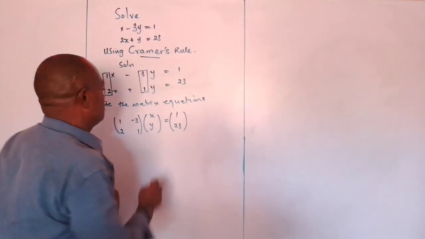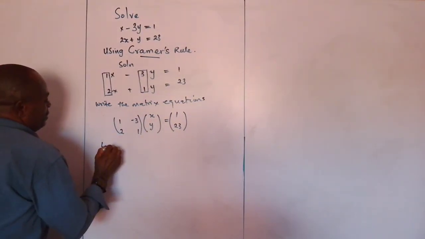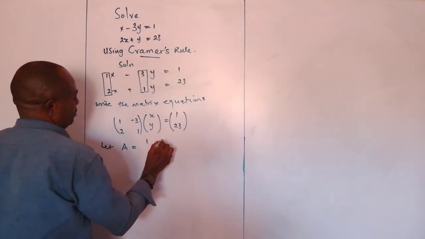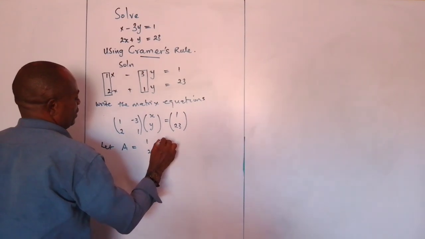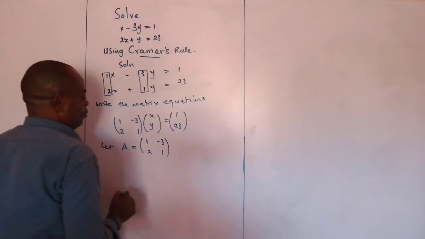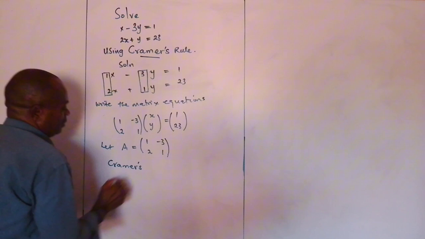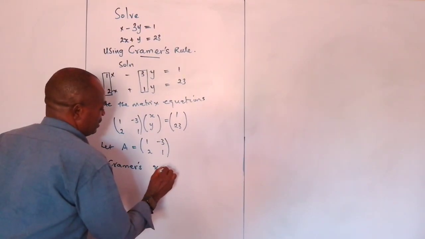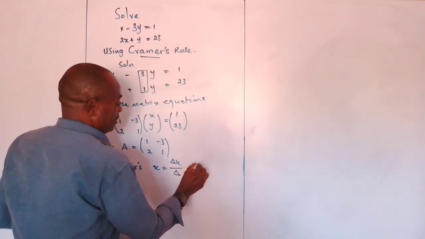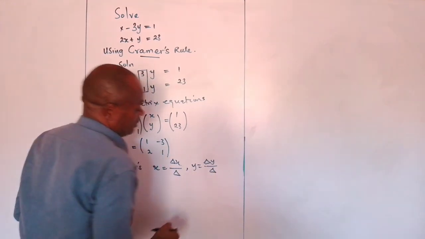When you have written it in terms of matrix like this, we now say let A be equal to 1, -3, 2, 1. This is the matrix. So Cramer's rule states that if we want to get our x, then it is the determinant of x divided by the general determinant, and for y, you have the determinant of y divided by the general determinant.